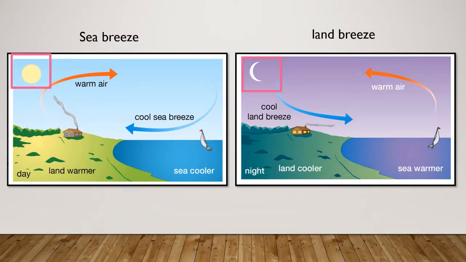Oleh itu, suhu pada laut akan berkurang ataupun menurun lebih perlahan daripada suhu di darat. Ini bermaksud suhu di laut ini lebih panas berbanding suhu di darat. Okay, the air above the surface of the sea is hotter and rises up. Okay, suhu pada laut ini lebih panas dan dia akan naik ke atas.